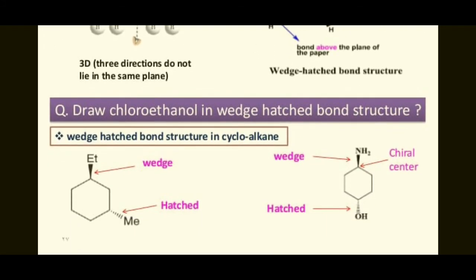So for example, draw chloroethanol in the wedge-dash bond structure. Students, the wedge-dash projection examples are chloroethanol, and the structure of cycloalkanes. Wedge and dash are converted in the next examples. Here the wedge is the NH2 group and the dash is the OH group. In the first example the wedge is the ethynyl group and the dash is the methylene group.